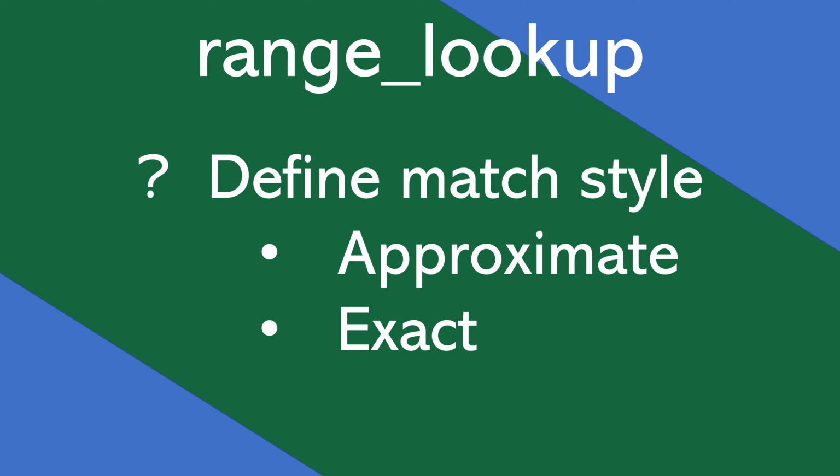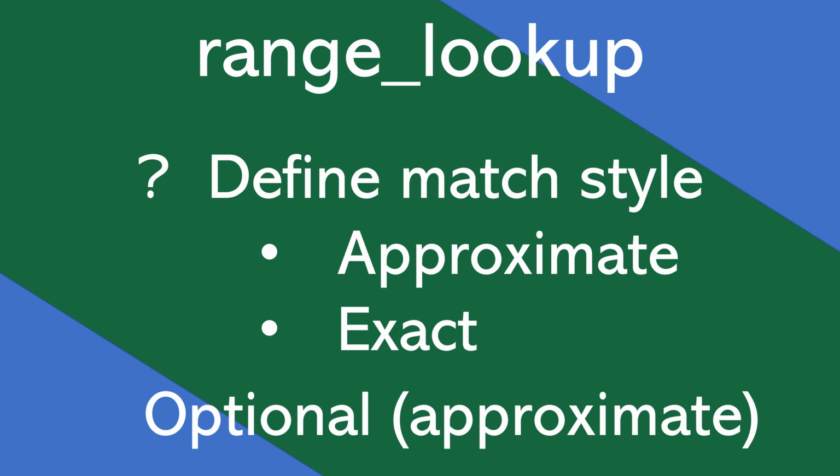The other item that's important to know about this is the range lookup is an optional value to put into the Vlookup formula. You do not have to put a value there. However, be aware that when you do not select it or define the match style of the range lookup, it's going to automatically set approximate. So it's very important that you realize this, because if you don't define it, then you are setting it to approximate. Now let's go through in detail what exact and approximate is, and we'll start with exact.